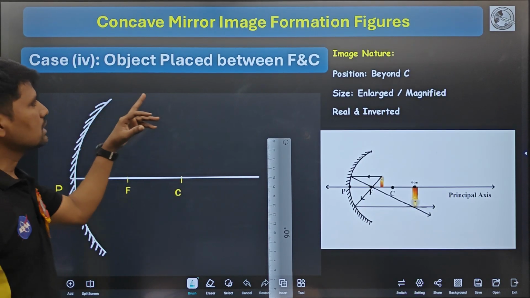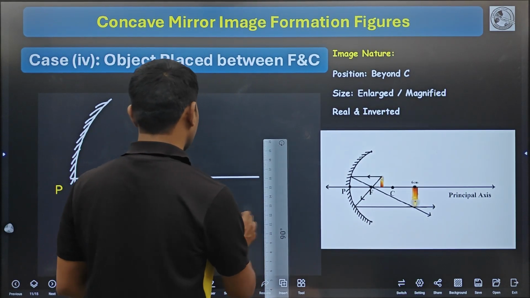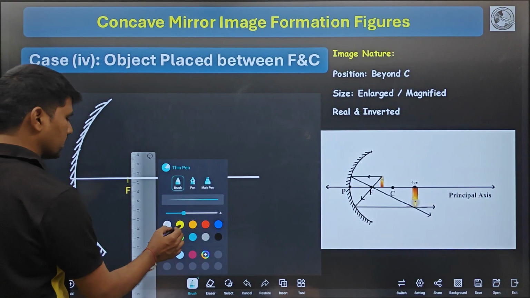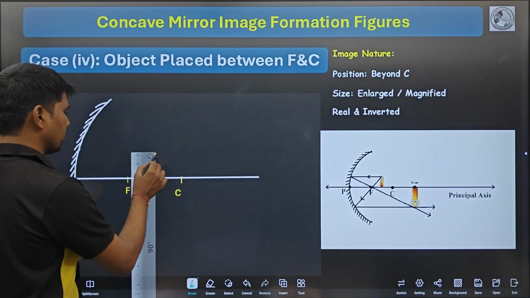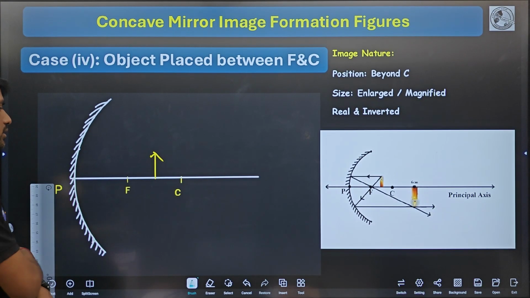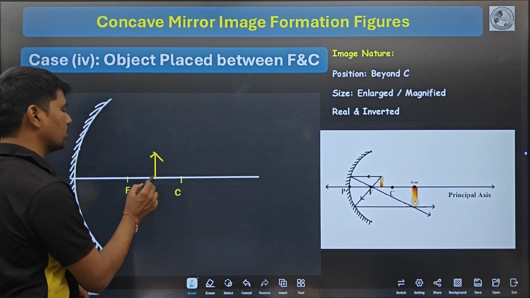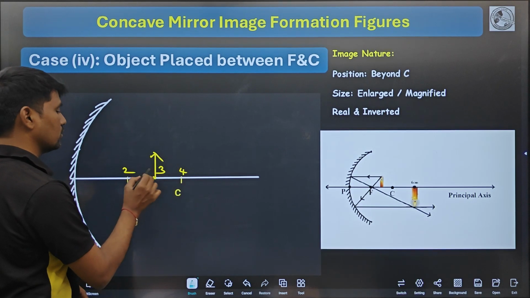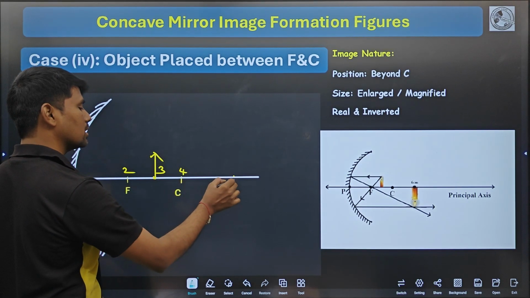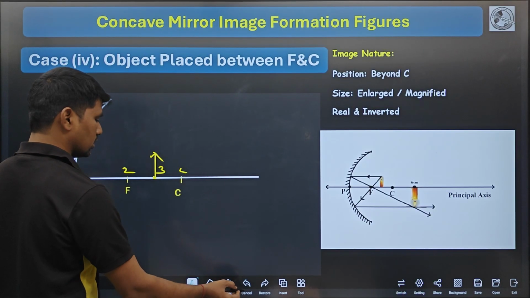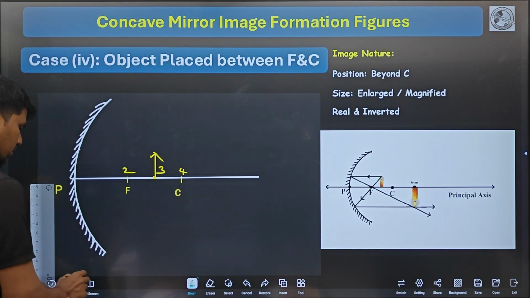Next, the object is placed between F and C. I'm taking the object here. Sir, at what distance do I have to take it? Here this is 2, this is 4 now, so take it at 3. This is 2, 3, 4. And you will get the image nearly at 6. Okay? Right.